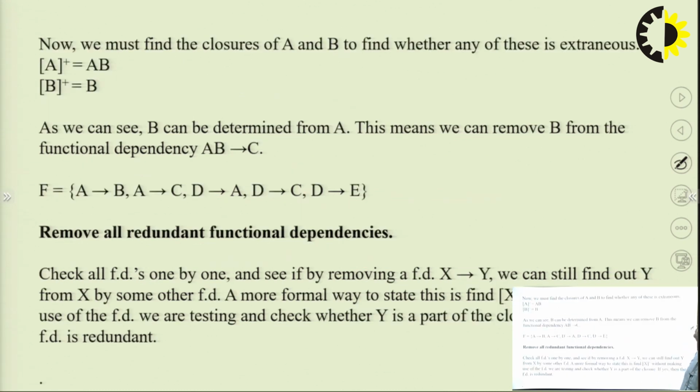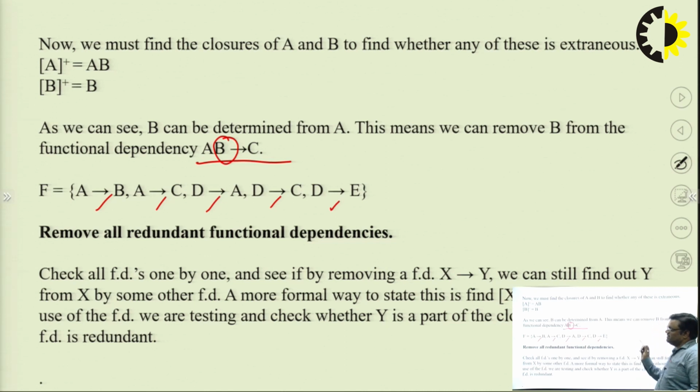Now we must find the closure of A and B to find whether any of these is extraneous. If we find the closure, A closure is AB, B closure is B. As we can see, B can be determined from A. This means we can remove B from the functional dependency AB to C, as B can be determined from A. So we can reduce it to A to C. So now we have A to B, A to C, D to A, D to C and D to E.